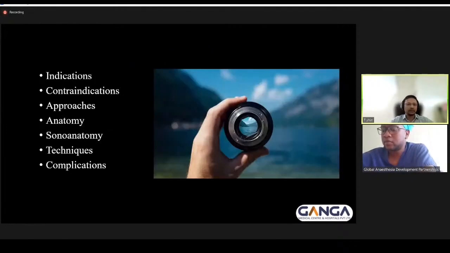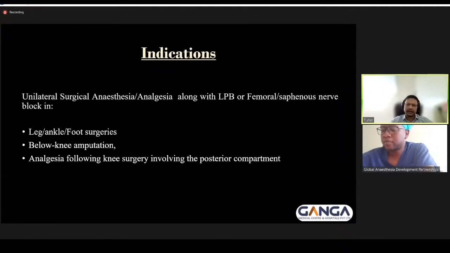I will be focusing on the indications, contraindications, various approaches, the anatomy, microanatomy, and sonoanatomy, and various techniques described in the literature, and the complications related to the sciatic nerve block. So the sciatic nerve block is indicated for lower limb surgeries, including knee, ankle, and foot surgeries.